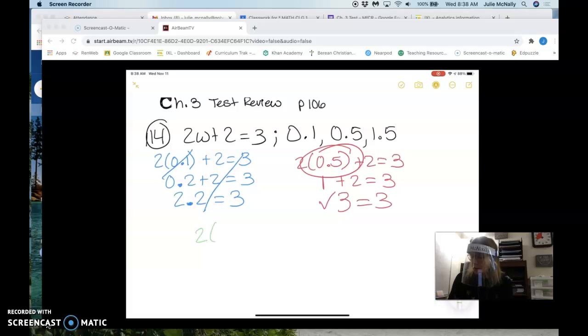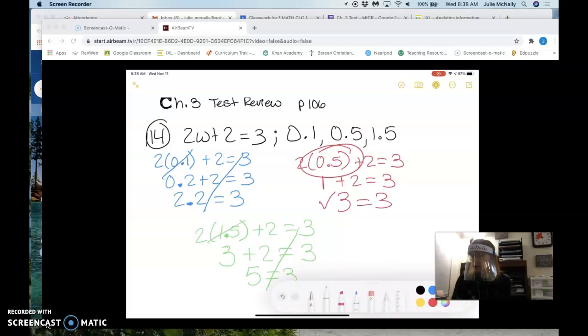2 times 1.5 plus 2 equals 3. So 2 times 1.5, yep. And 3 plus 2 is 5. Does 5 equal 3? No. So that doesn't work. So the answer has to be 0.5.